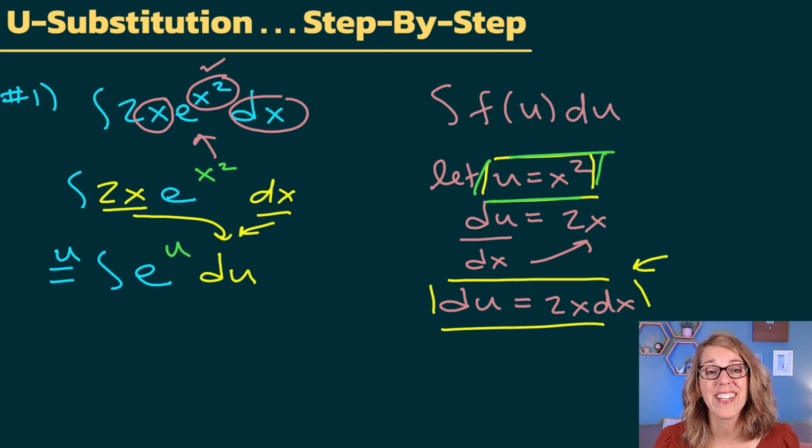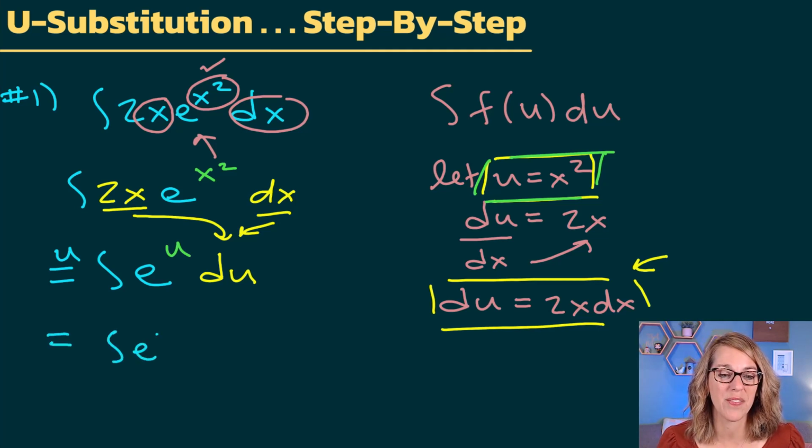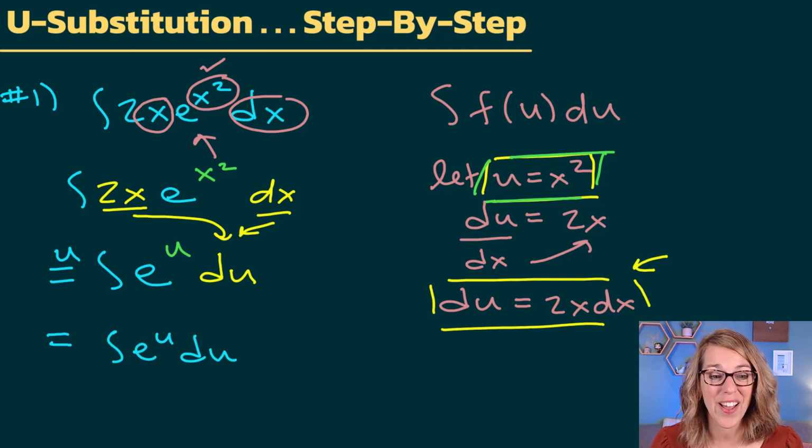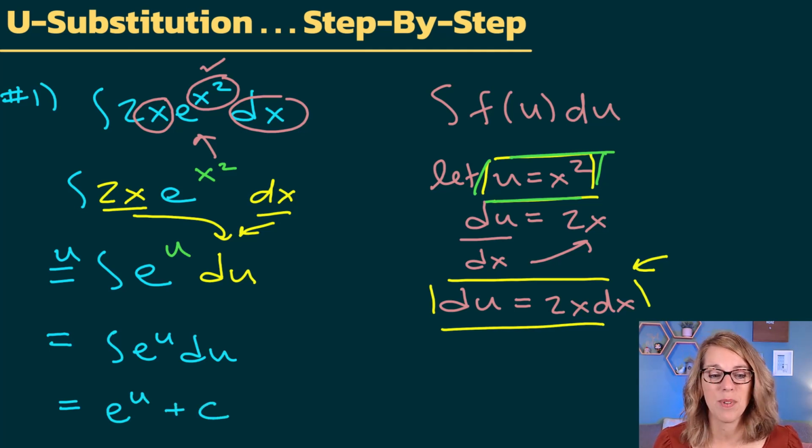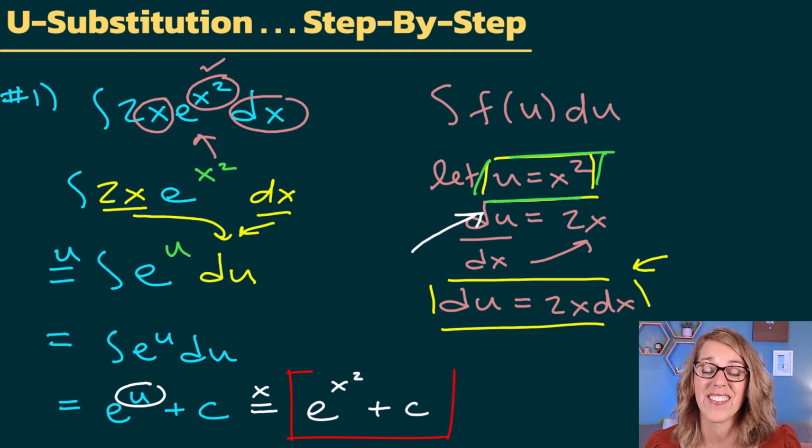So I end up with a really nice integral. I've got now, in terms of u, the integral of e to the u du. Well, the integral of e to the u is just itself, e to the u. So I end up with e to the u. This is an indefinite integral, no limits of integration, so I want to put that plus c on the end, and that leaves me with my very last step, and that's to put everything back in terms of x. I've got e to the u, but u is equal to x squared. So this becomes e to the x squared plus c, and that's our answer.